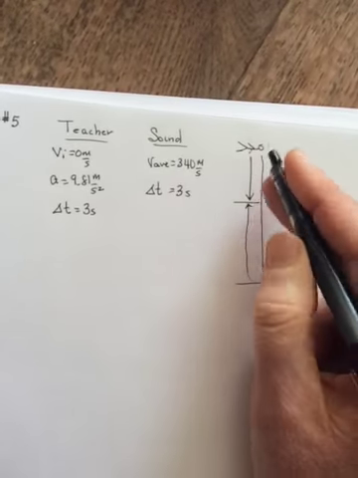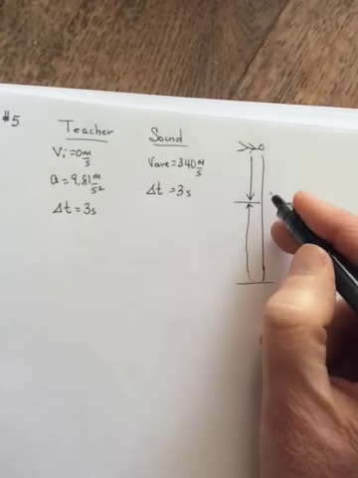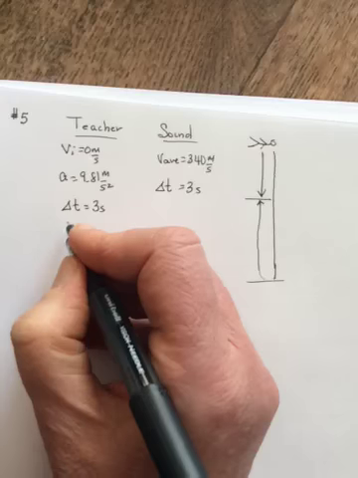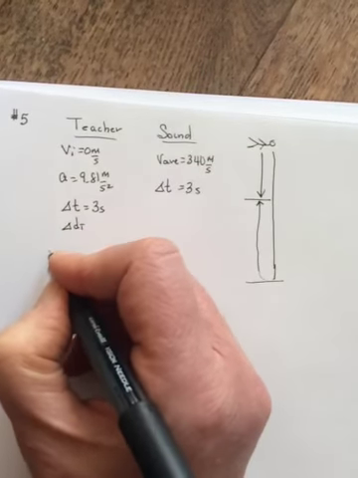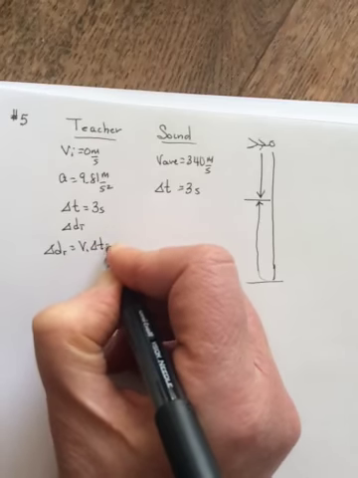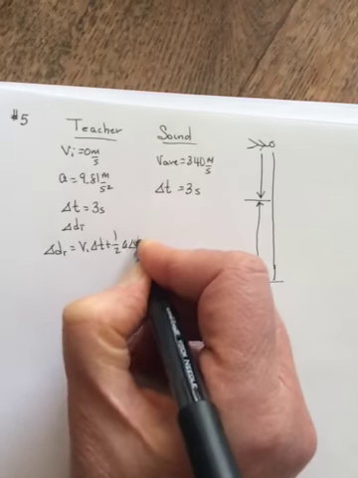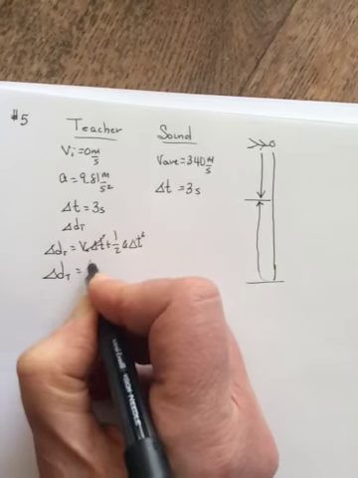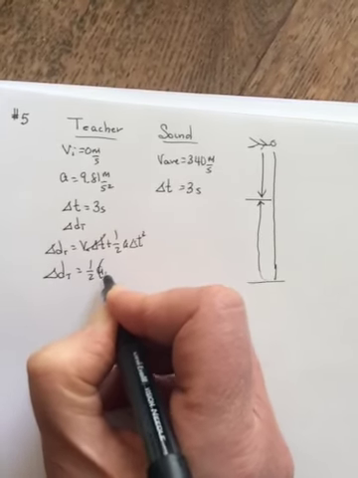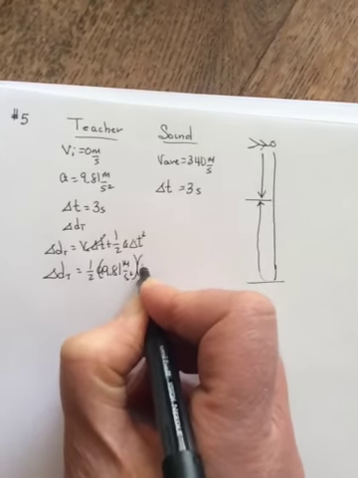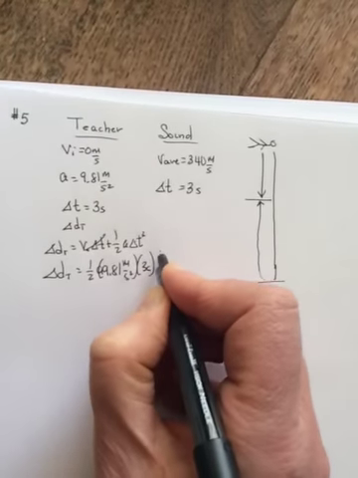So we can find how far the teacher fell in the 3 seconds, and we can find how far the sound traveled in the 3 seconds. So to find the delta D of the teacher, it's going to be VI delta T plus 1/2 A delta T squared. This goes to 0. So delta D of the teacher is 1/2 times 9.81 meters per second squared times 3 seconds squared.